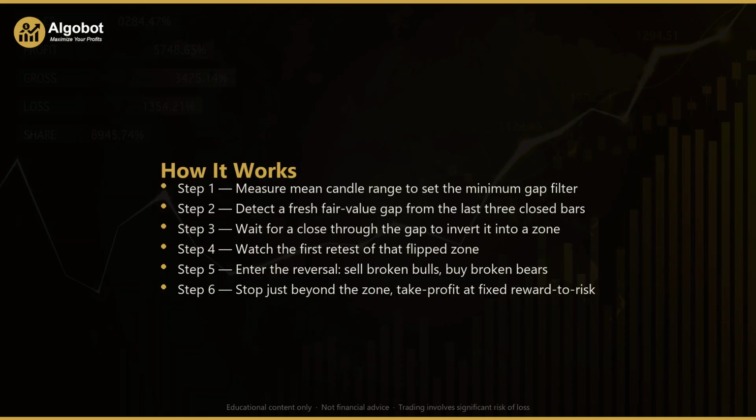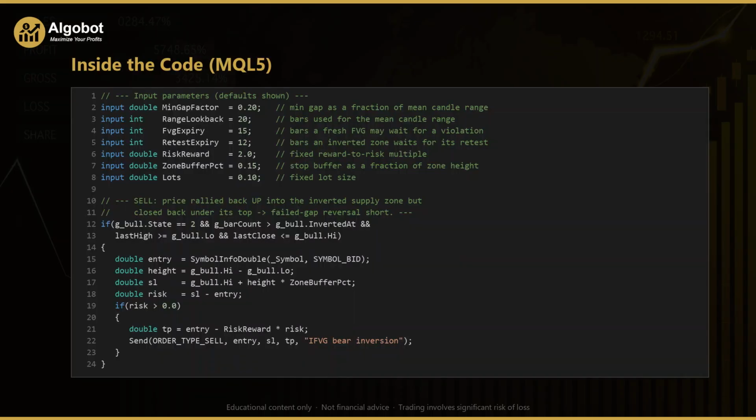For a long, the stop sits just below. The take profit is then placed at a fixed multiple of that risk, 2-to-1 by default. The strategy holds only one position at a time per magic number, keeping things clean and disciplined. Let's read through the code as it appears in MetaEditor.